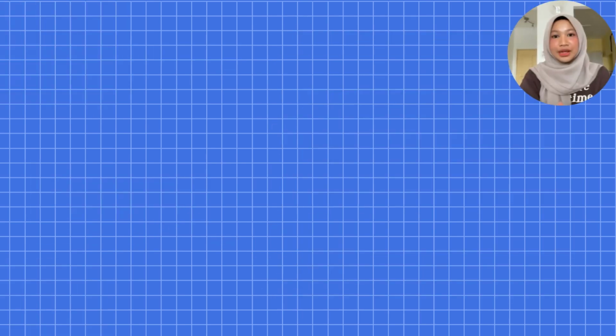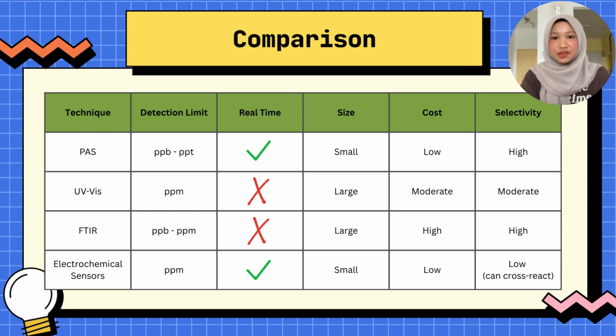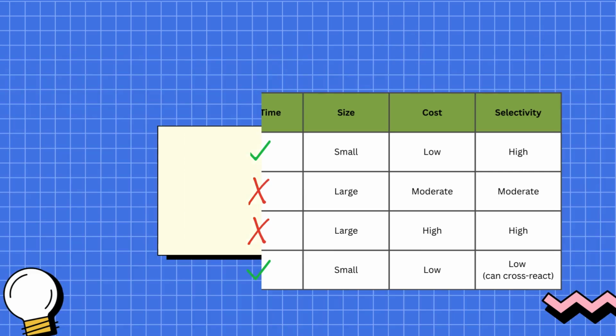Other gas detection methods were considered, but other technologies did not meet the high-level sensitivity, miniaturization capabilities, or the real-time ability of photoacoustic spectroscopy, or PAS. In comparison to UV-VIS or FTIR, which are usually large in size and can only be used in the laboratory, PAS is portable and can be used in the field. Compared to electrochemical sensors, PAS also has far better sensitivity and significantly lower detection limits, down to parts per billion and even parts per trillion.